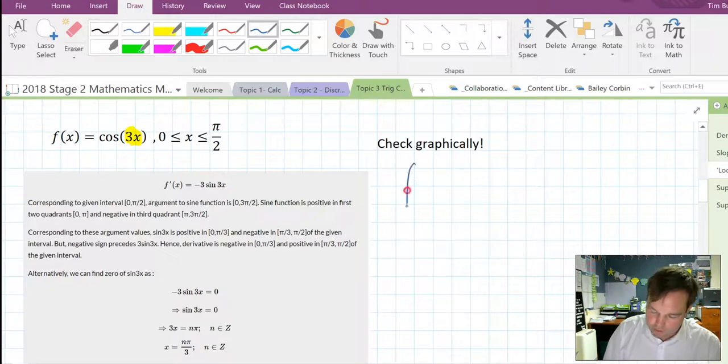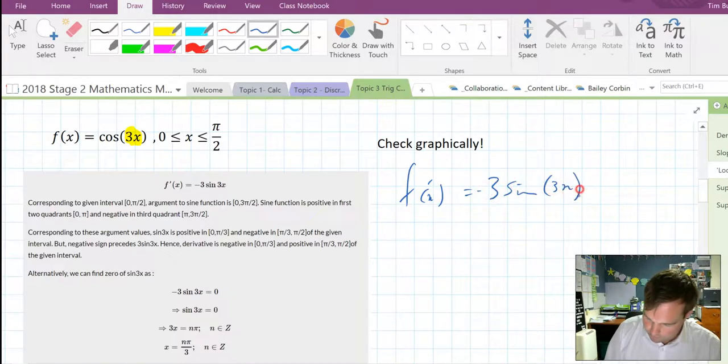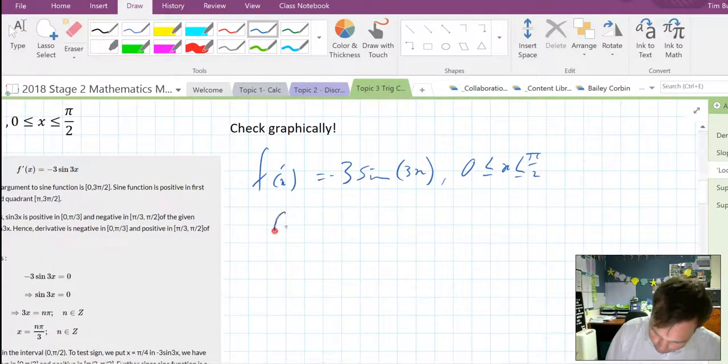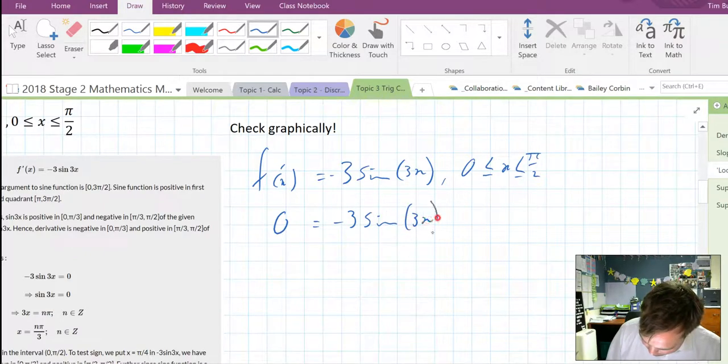Let's solve this, or differentiate it. F dash x is going to be 3 minus 3 sine 3x, with x still between 0 and pi on 2. Alright, now we want to set this equal to 0 and solve. 0 equals minus 3 sine 3x, once again in this domain.